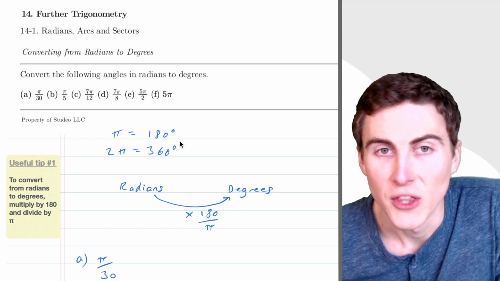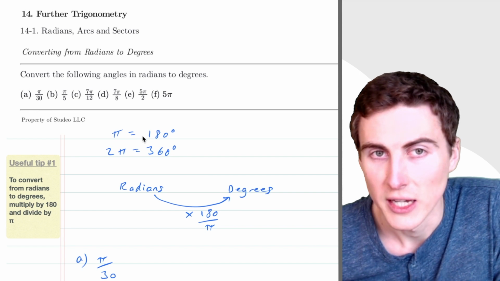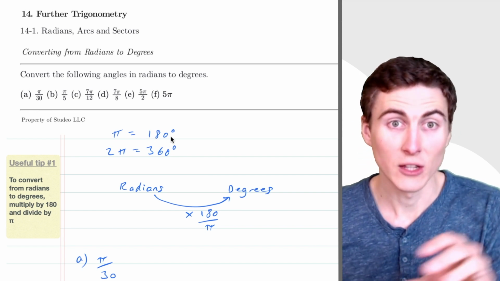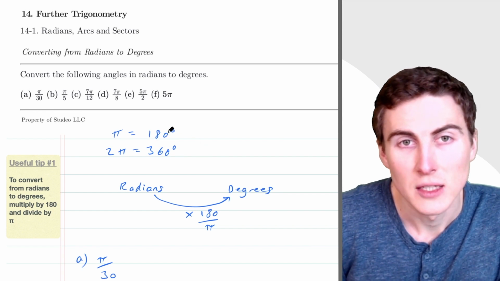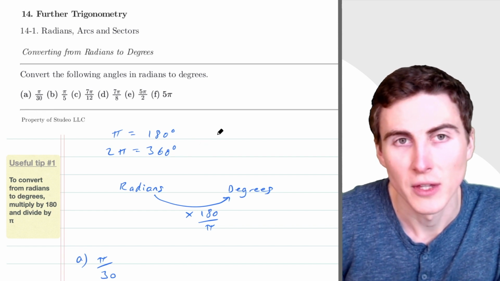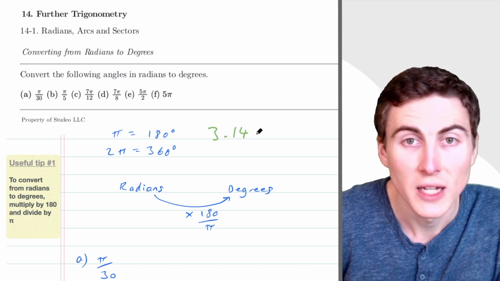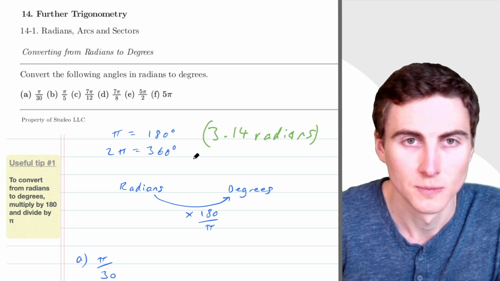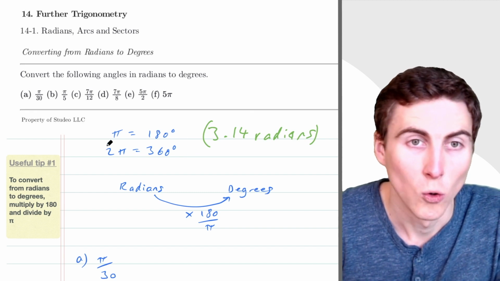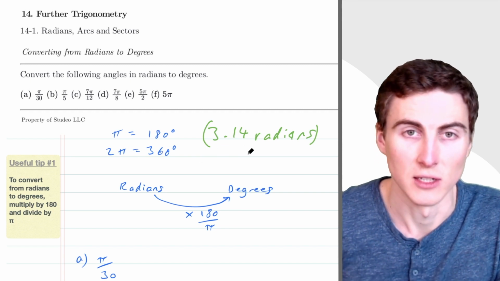If you look here, these are the ones that you want to memorize. Pi radians is 180 degrees. Those values are the same. And the weird thing is just remembering that pi is the same thing as 3.14. That's all pi means. So basically what we're saying is that 3.14 radians is 180 degrees. Or 2 pi radians is 360 degrees. That would be like 6.28 radians.